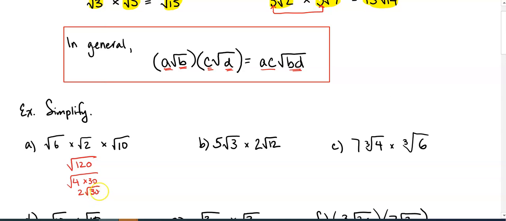Well, take a look at 30 now. Does 4 go into it? No. Does 9 go into it? Nope. 16? Nope. 25? Nope. Okay, I did find the largest perfect square that divides into the radicand. And that's your final answer.